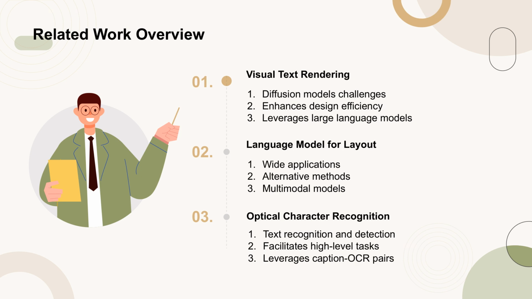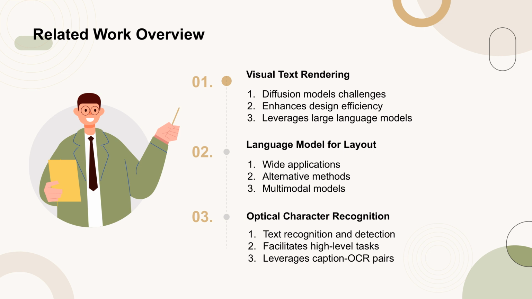In the field of visual text rendering, despite significant advancements in diffusion models, generating accurate text remains challenging. This area significantly enhances the efficiency of designers in tasks like logo and poster design. Some works leverage large language models to improve spelling capabilities, while others focus on controlling text position and content. For instance, TextDiffuser uses character-level segmentation masks for better rendering.